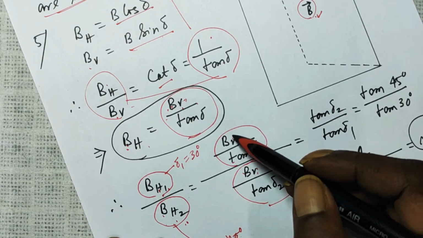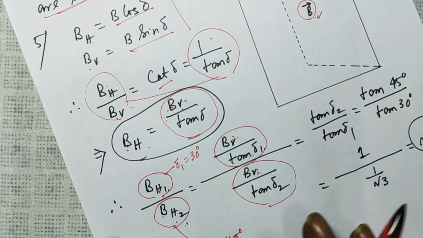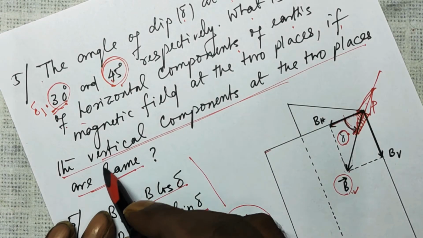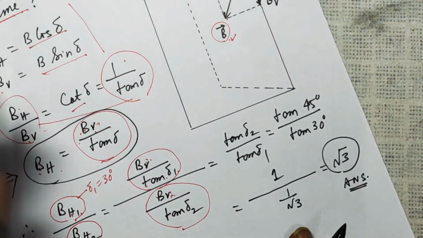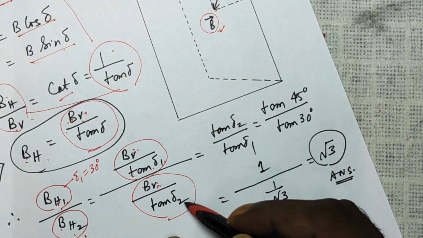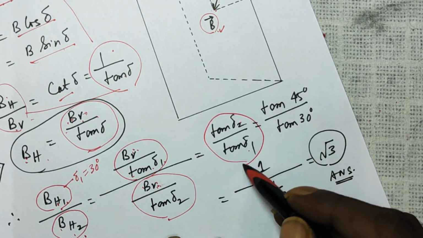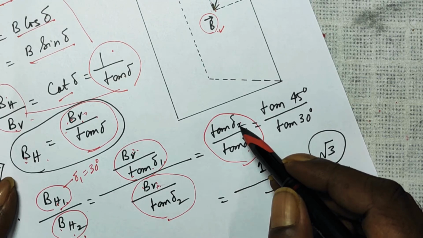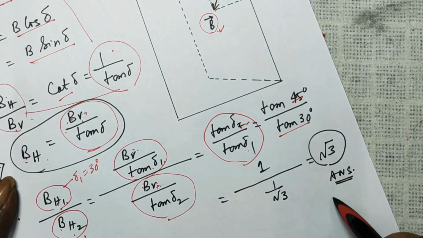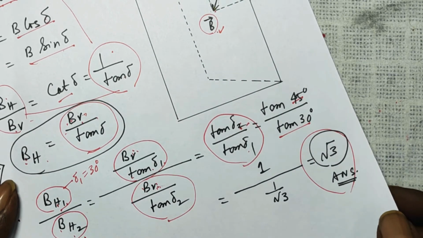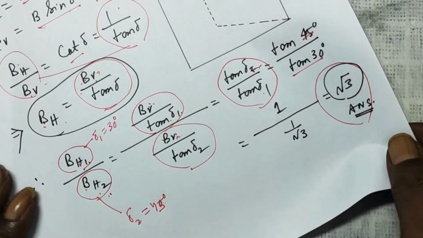Why am I using the same BV in both cases at both the places? Because it is given that the vertical components at the two places are the same. So BV cancels, and I am left with tan delta 1 over tan delta 2... that is, for the second place at 45 degrees, tan 45 over tan 30, which comes out to be root 3. It is a small question, but numerical, and it is also important.